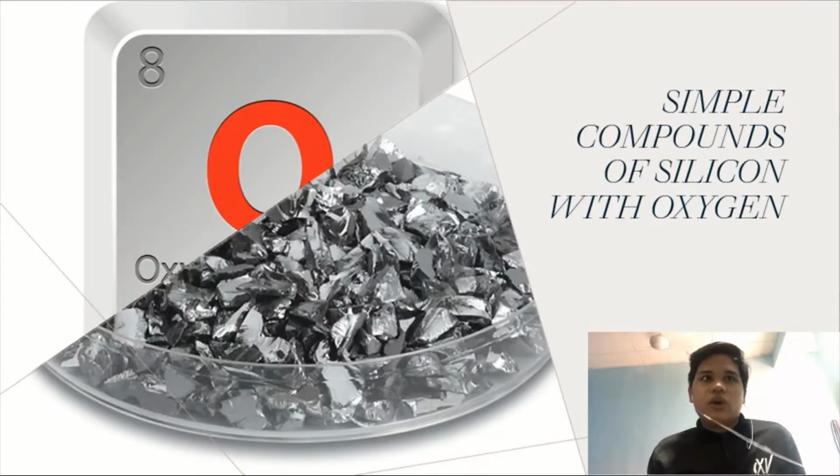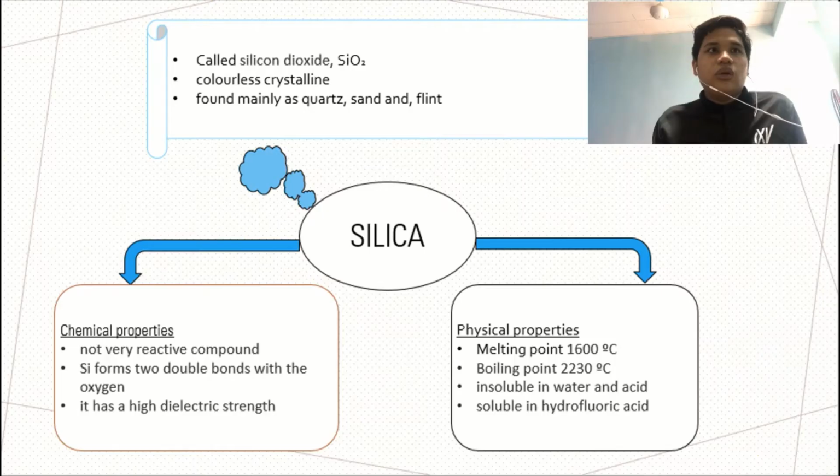So next, I am Muhammad Arif Amirul. I'll be explaining about the simple compound of silicon and oxygen. Reaction between oxygen and silicon creates a compound called silicon dioxide, also known as silica, with the chemical symbol of SiO2. It is a colorless crystal found mainly as quartz, sand, and flints.